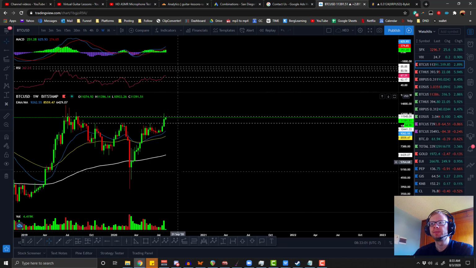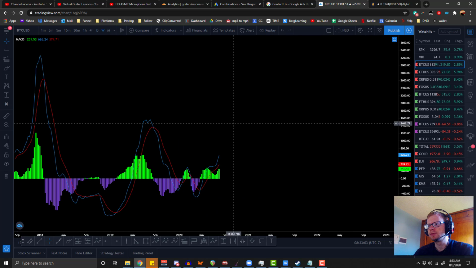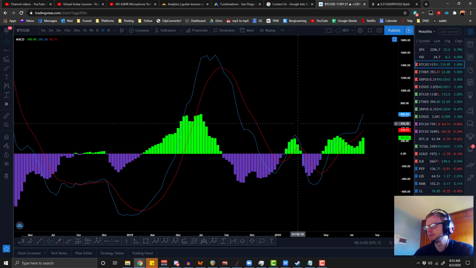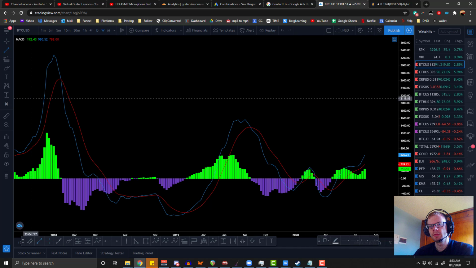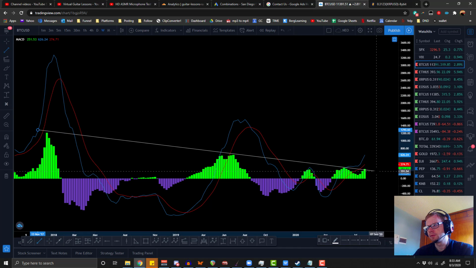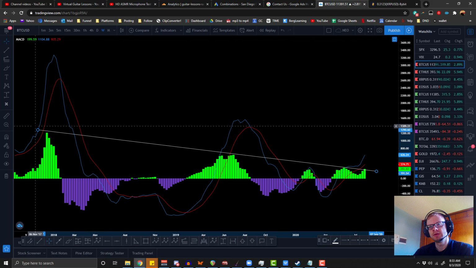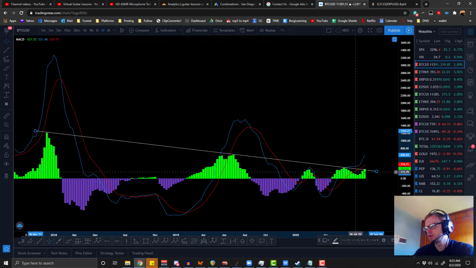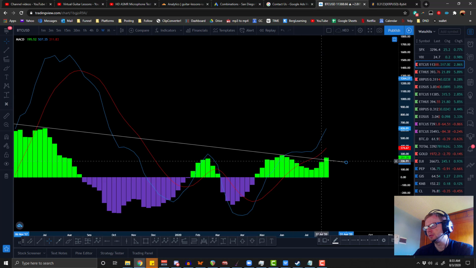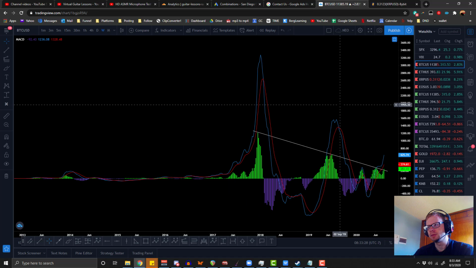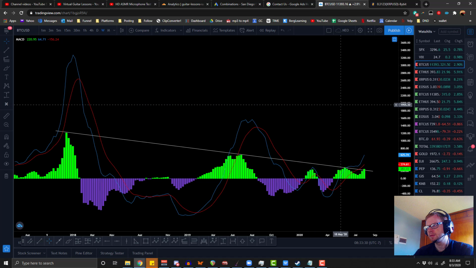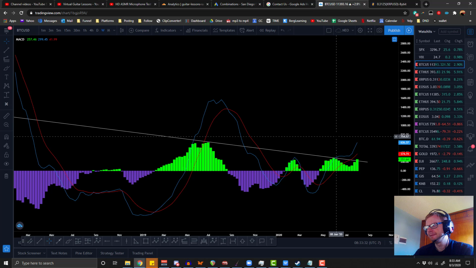Now, another look at the MACD shows us more of these triangles, but we poked out of this. Oh, see, we're starting to try to get out of this, trying to push out through here. And if we can hold above these and start going up here, that means we're probably going to be going on some kind of a big move up.